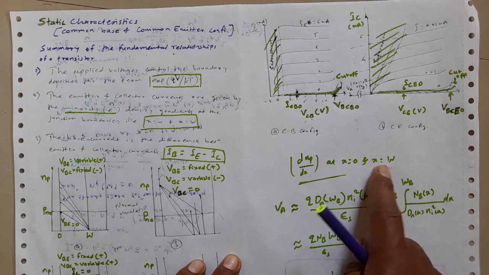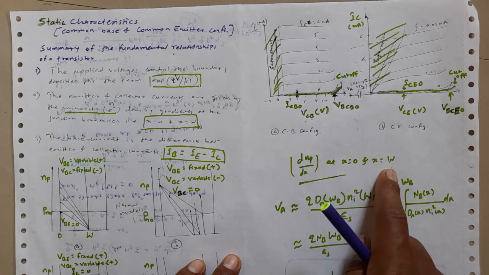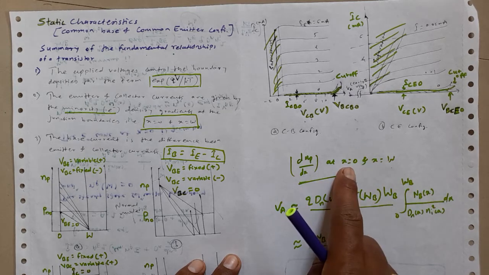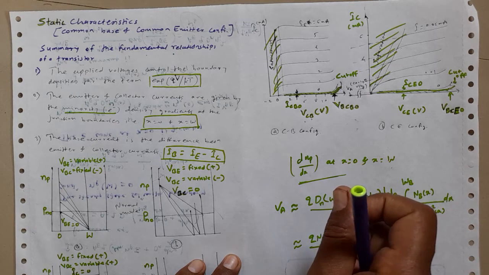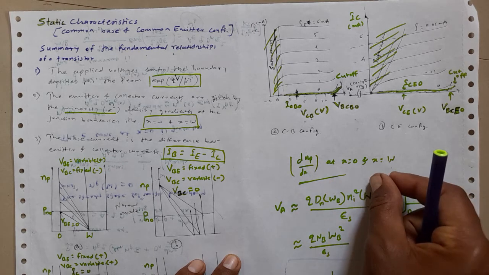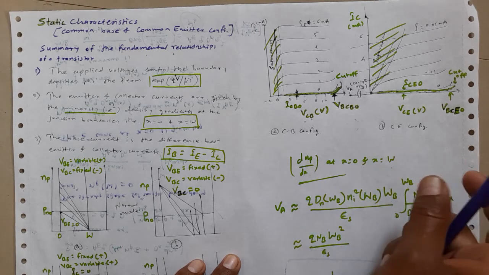That is, at x equal to 0 and at x equal to W. x equal to 0 means the boundary between the emitter and the base, and x equal to W means the boundary between the base and the collector, okay.